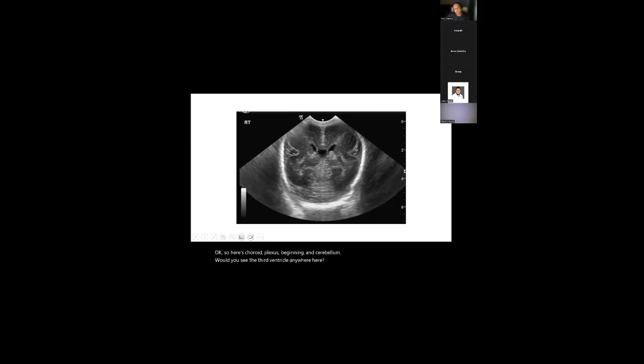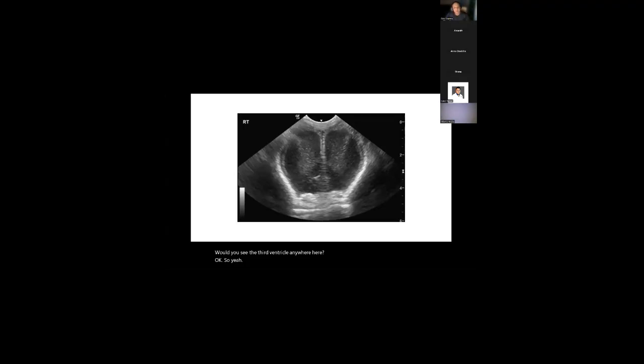So the trigonal view. C4 is the view where you'd see it normally. I wouldn't be too worried about it because if we see the ventricular system in the sagittal views, that would be sufficient as well. Okay. And that's at the right end, posteriorly at the occiput.